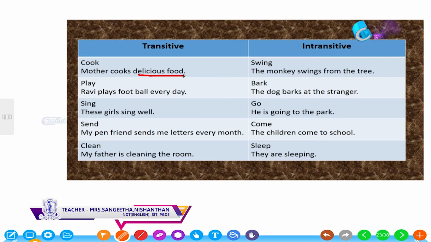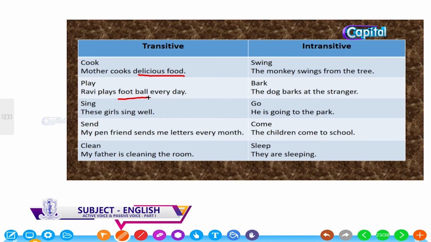Look at the second one. Play. Ravi plays football every day. What does Ravi play? The answer is football. So, it carries the object football. So, it can be changed into passive voice.